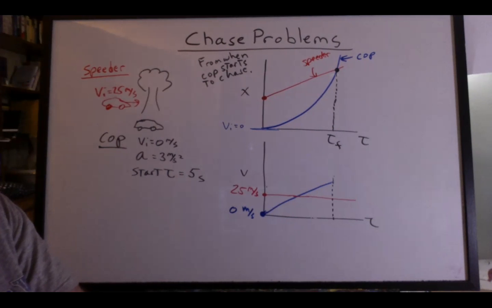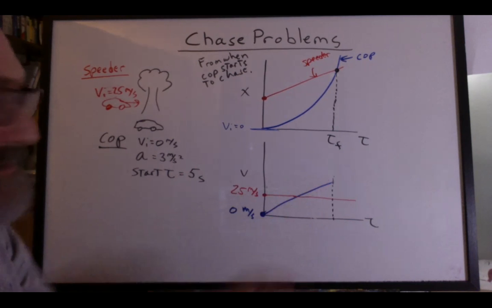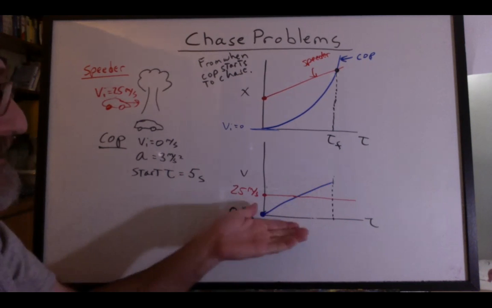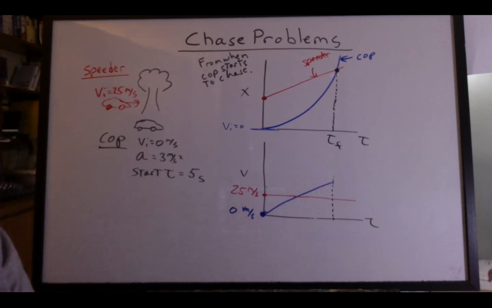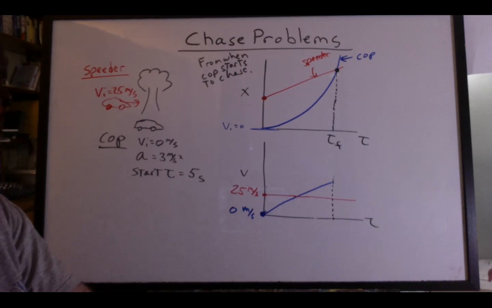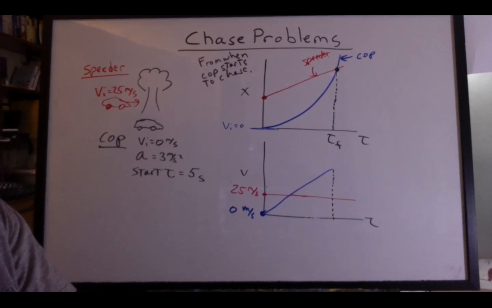I know what you're thinking. It's going to be the same graph as before. But wait a second. The areas under these graphs won't be equal because this graph doesn't include the 125 meter head start that the speeder had. Because the cop waited 5 seconds, the speeder got ahead, and now he's got to catch up even more distance.